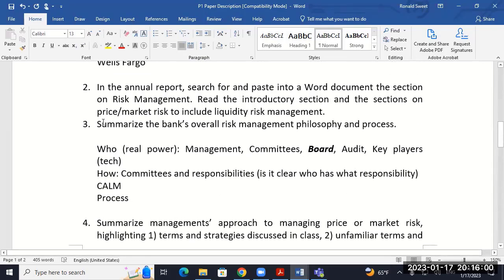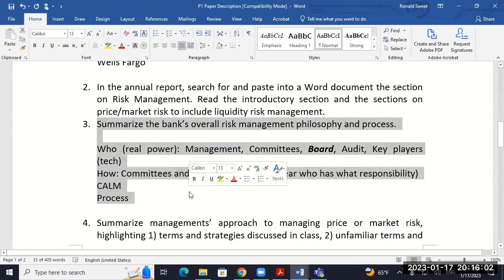So for this part, read what they have and summarize and think in those terms. Who's doing it, how are they doing it? What's the process? Who's got the power? How are decisions actually made?